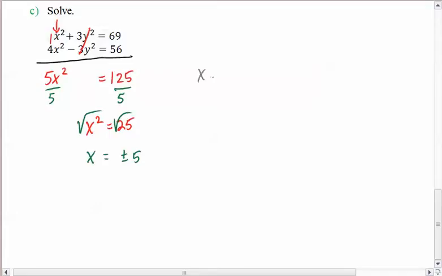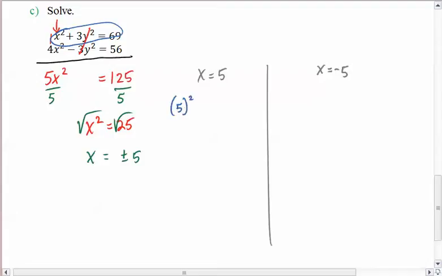So I'm going to say, okay, here's where x is 5, and here's where x is negative 5. So I'm going to go ahead and use this top equation, and I'm going to dump in my 5, and let's find out what we get. We can use either one, but so I've got 69, and I've got 25 plus that is 69. I get 3y squared is equal to, what, 44?